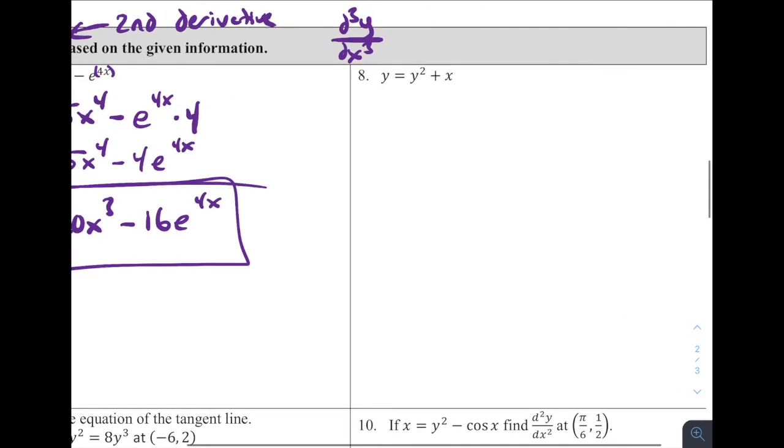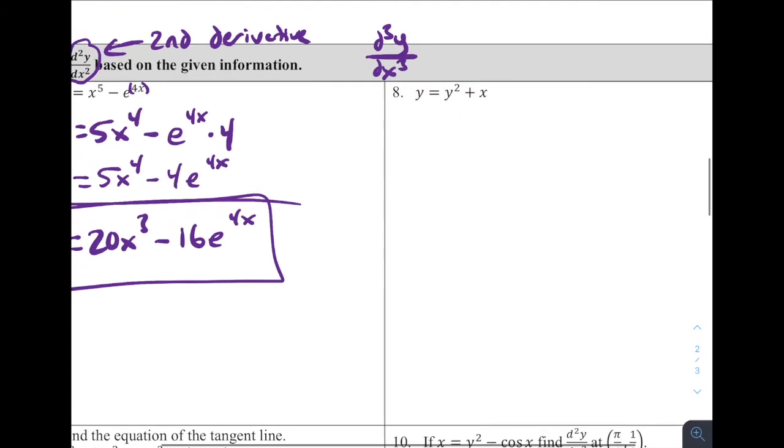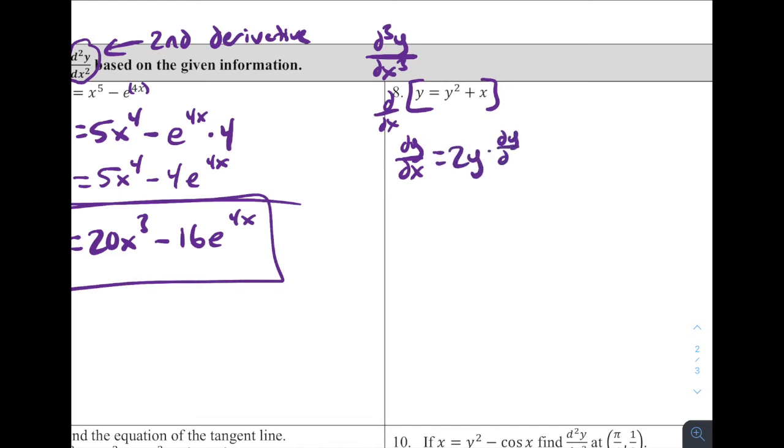Number 8. This looks like a little bit of an implicit differentiation problem. I see some x's and some y's, and even though the y is by itself, there's still a y over here. So we're taking the derivative here with respect to x. So the derivative of y with respect to x is going to be dy dx. That's equal to 2y times dy dx. And I'll put those in parentheses. Plus the derivative of x, which is equal to 1.